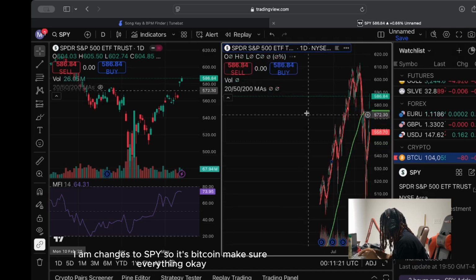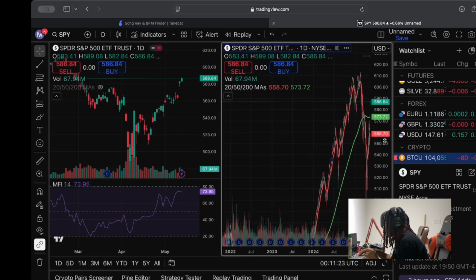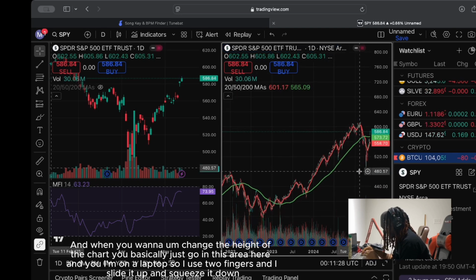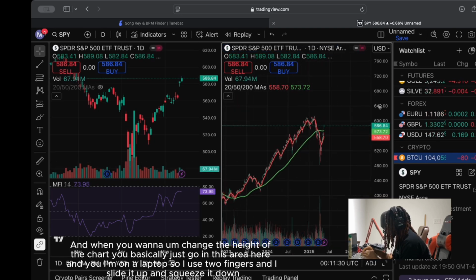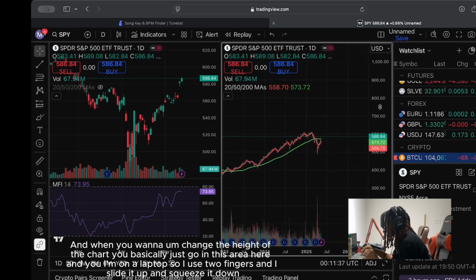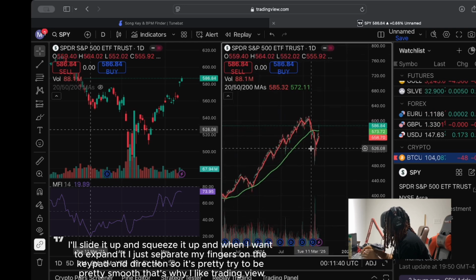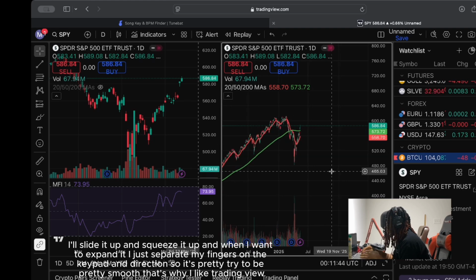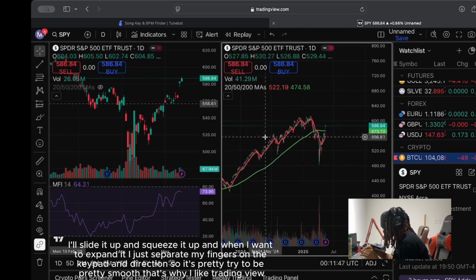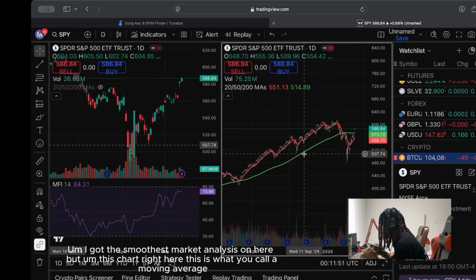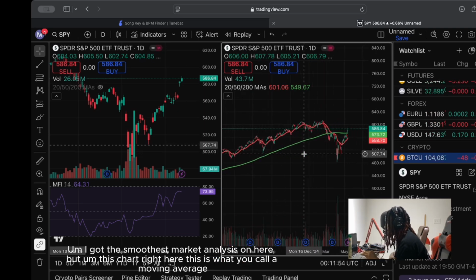Make sure everything's okay. And when you want to change the height of the chart, you basically just go in this area here, and I'm on a laptop, so I use two fingers and I slide it up or squeeze it down. When I want to expand it, I just separate my fingers on the keypad in any direction. So it's pretty smooth. That's why I like TradingView. They got the smoothest market analysis on here.